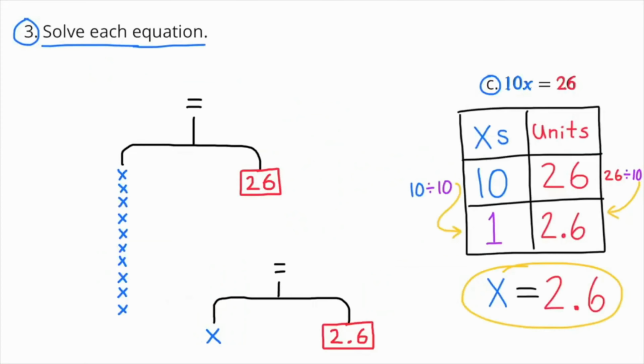C. 10x equals 26. So again, I have a table with the x's on the left side and the units on the right. 10 x's divided by 10 equals 1x. Since I divided that column by 10, I have to divide the other column by 10. 26 divided by 10 equals 2 and 6/10. So 1x equals 2 6/10. The hanger shows in balance 10 x's on the left and 26 units on the right. And underneath that, you see a hanger in balance with 1 x on the left and 2 6/10 on the right. X equals 2 6/10.